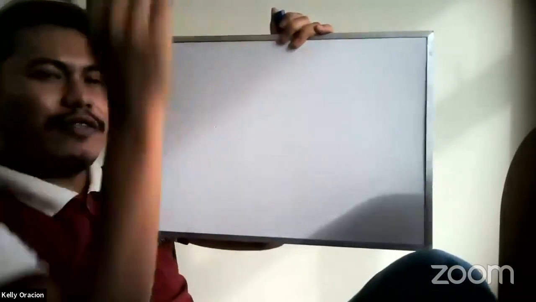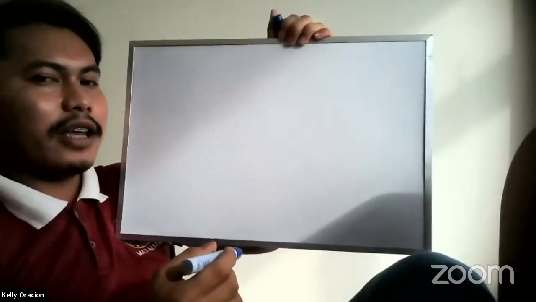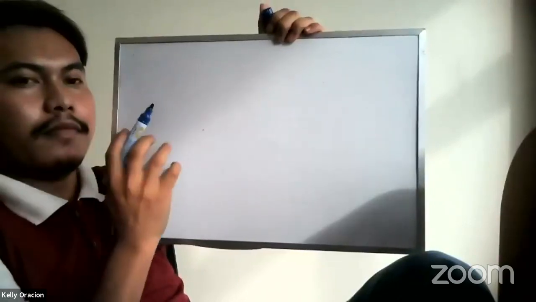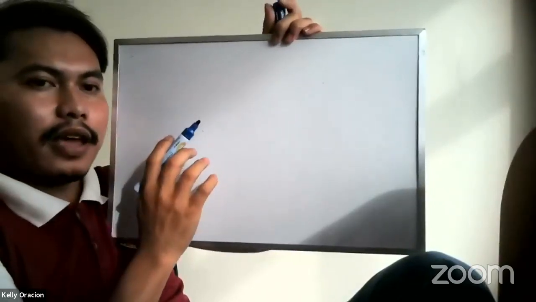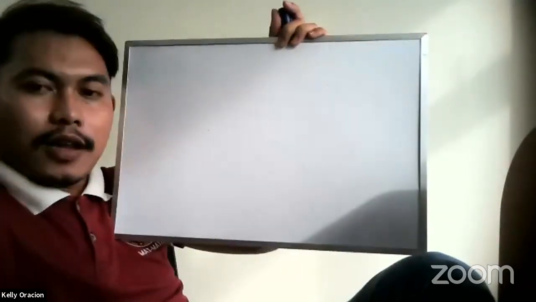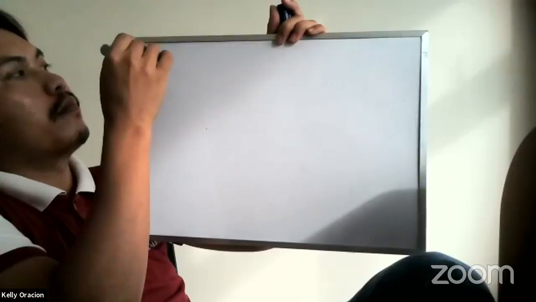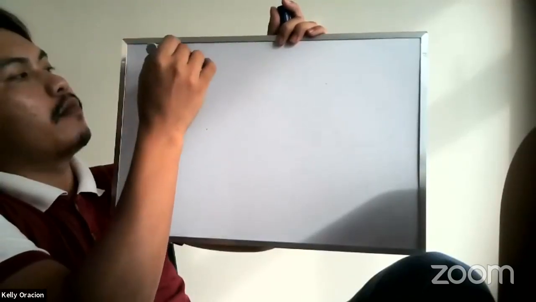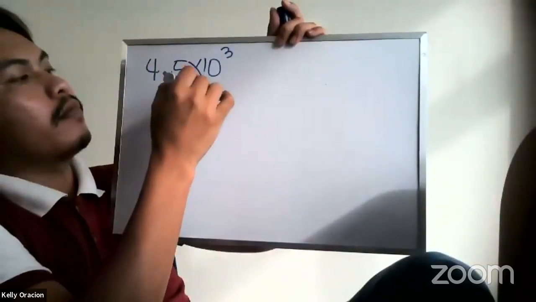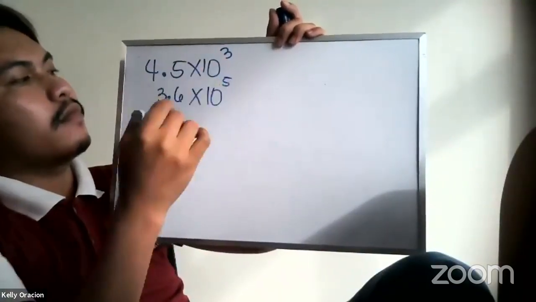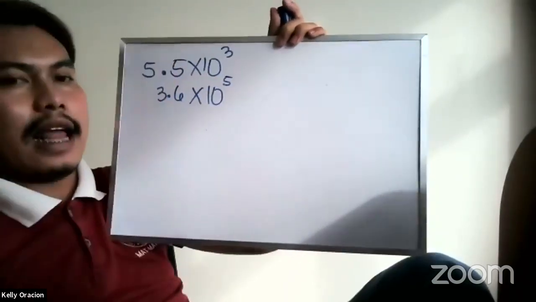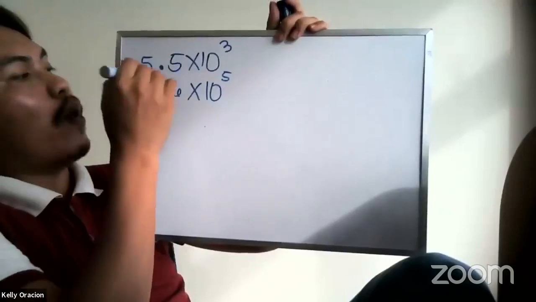Ano yung given? Please give me the given, by the way. State the given. 5.5 times 10 raised to 3 plus 3.6 times 10 raised to 5 po, sir. Okay, sorry. Yan, it's 5.5. Now, you are going to add them.